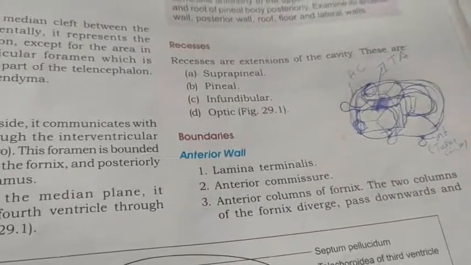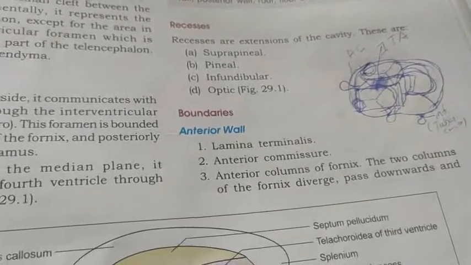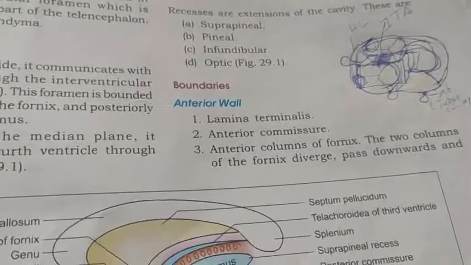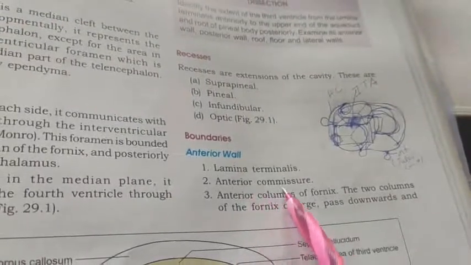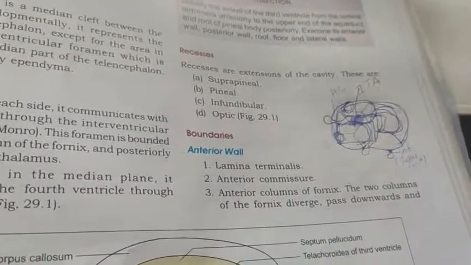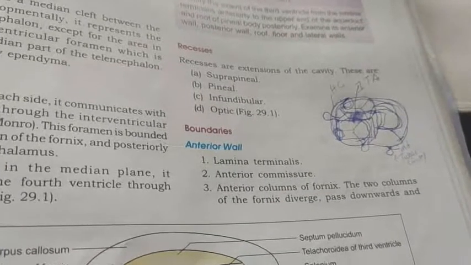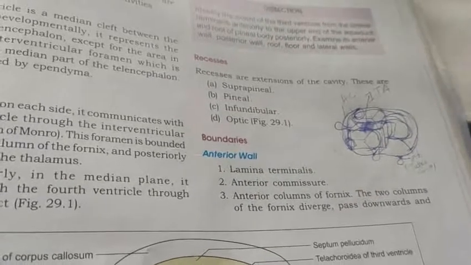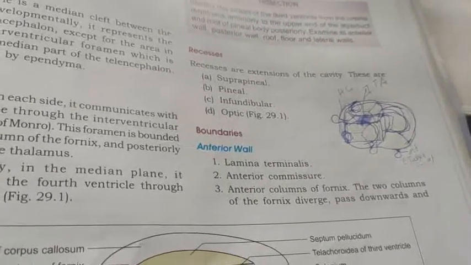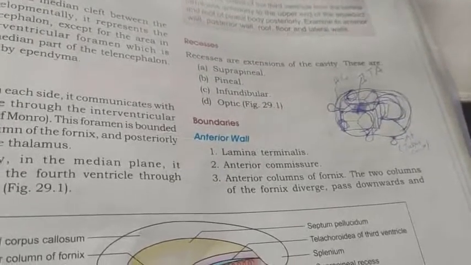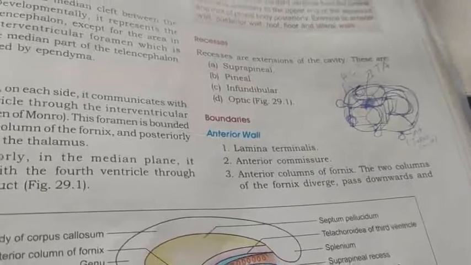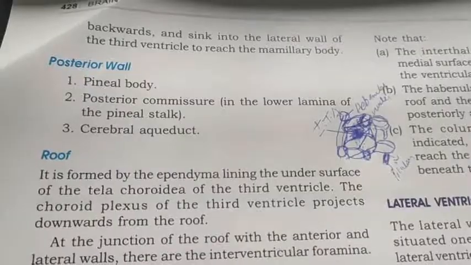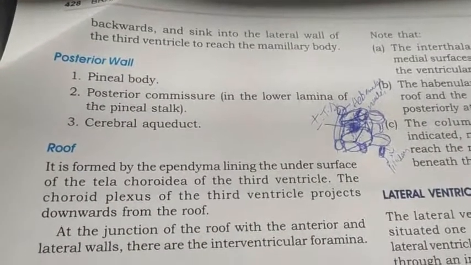Recesses are extensions of the cavity. Recesses we already discussed. The boundaries are lamina terminalis and anterior commissure. Anterior commissure is the connection between the two temporal lobes of the brain. Anterior column of fornix: the two columns of the fornix diverge, pass downwards, backwards and sink into the lateral wall of the third ventricle and reach the mammillary body.